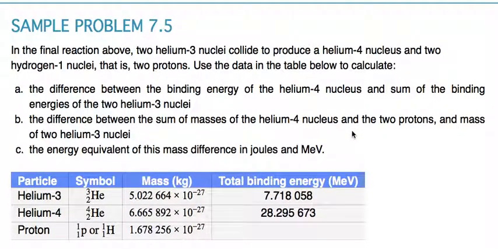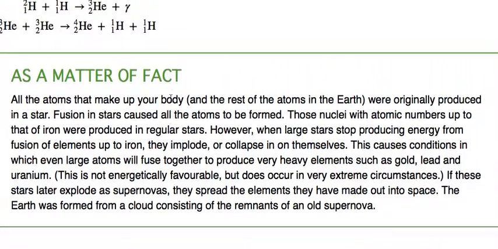We're going to look at sample problem 7.5 to finish off. It says here in the final reaction above, we're looking at two helium-3 nuclei colliding to produce a helium-4 nucleus and two helium-1 nuclei, also known as two protons. So we're basically looking at this equation here.